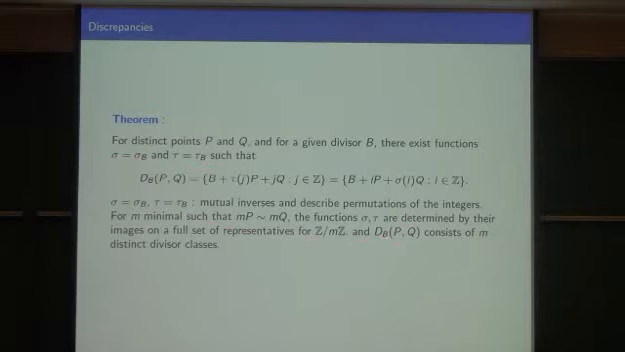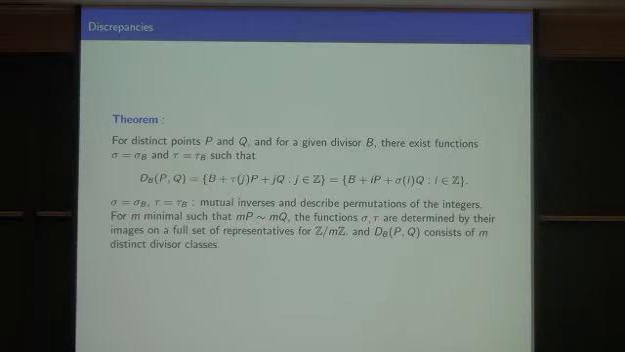So it's defined on the integers. That's too many. It's infinite. So how do we do this? For m minimal, such that mP is equivalent to mQ, tau, sigma and tau are determined by modulo m.